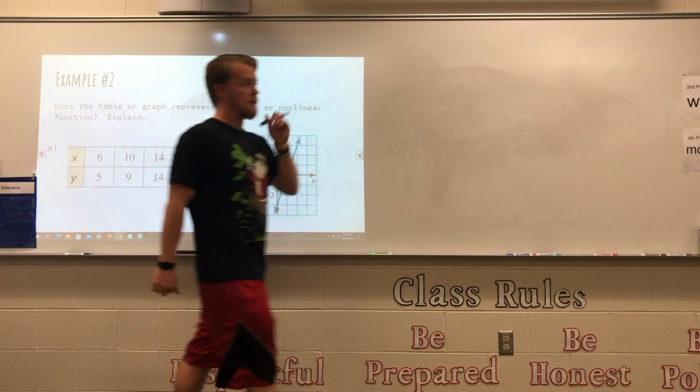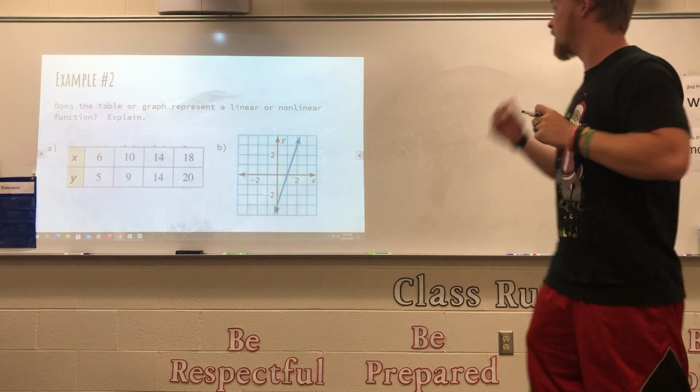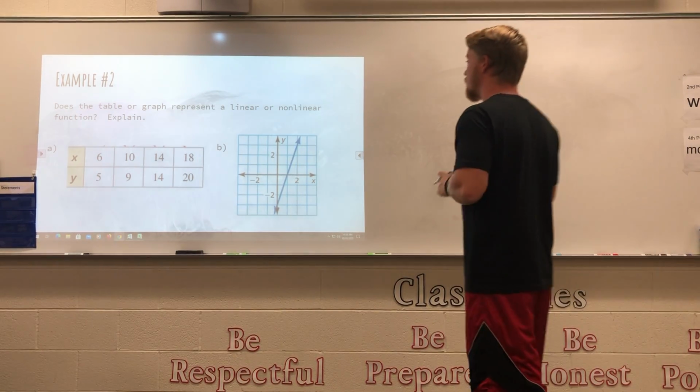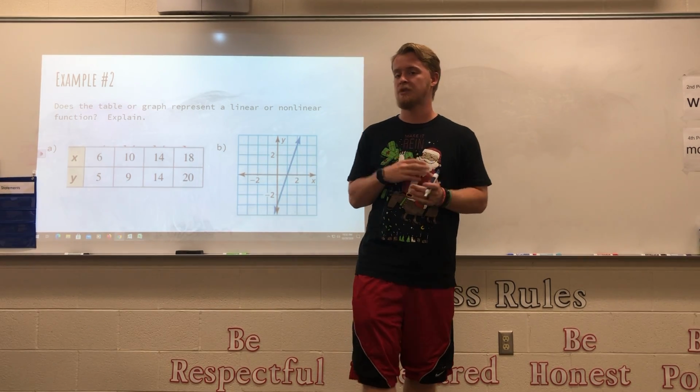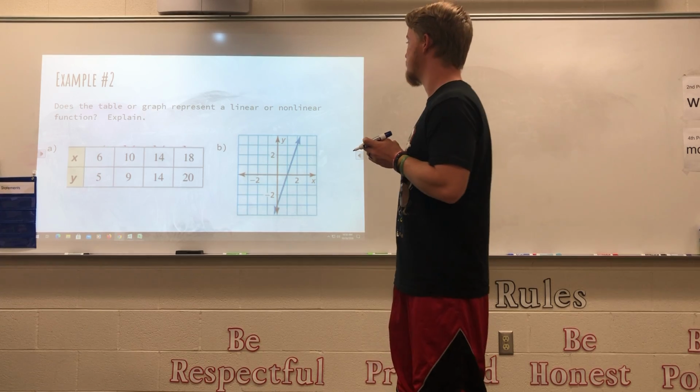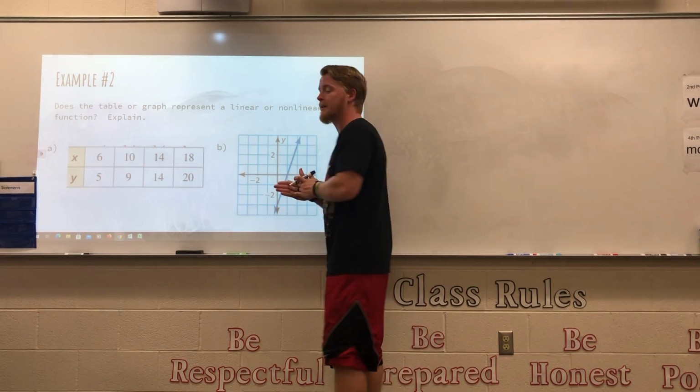Next I'll ask you, does the table or graph represent a linear or non-linear function? So there's two choices here. It's not a yes or no question. Is it linear or is it non-linear? And then they want you to explain.